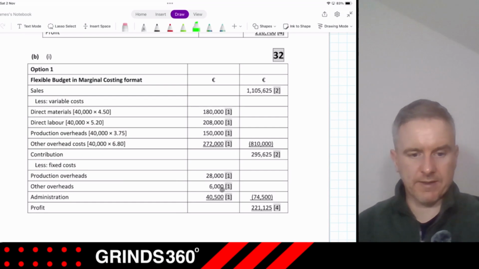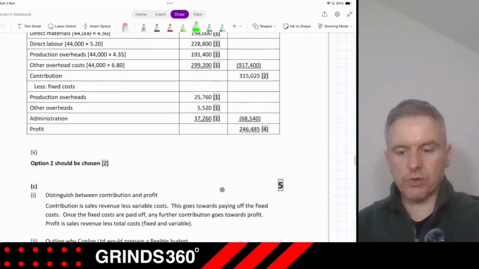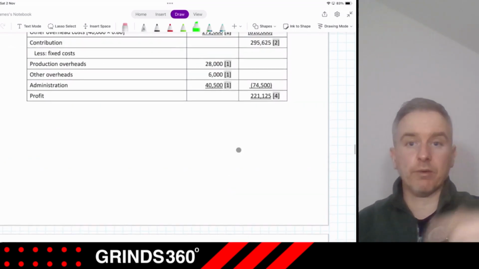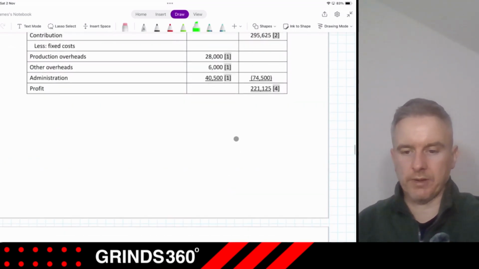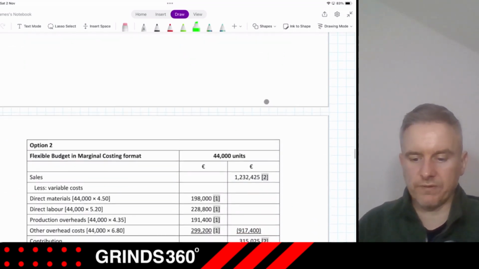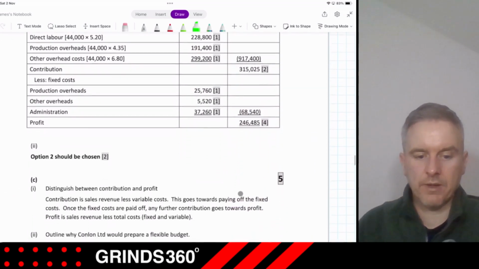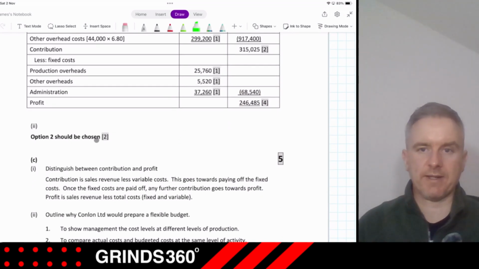So for your analysis on this, what you'd look at is your overall profit figure. Now, because we were including the 8,000, they're both going to be down by the same proportional amount. So the 221125 and the 246. So option 2 should be chosen. And you have to make a statement on it. You can't just leave it hanging in the air. You have to advise as to what they should do.